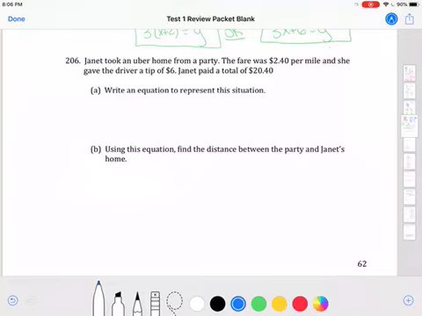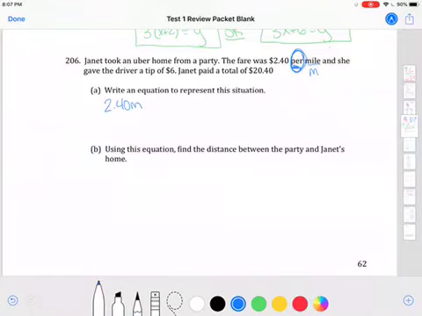So the biggest and most important word in this entire problem, in my opinion, is per. That tells you that the $2.40 is the number that's going to change depending on how many miles. So you have to multiply that 2.40 by the total amount of miles. We don't know what that is. That's going to be our unknown in this problem. I'm going to call it M. You can call it X. It doesn't matter, but it's going to be your variable. So that $2.40 is going to be multiplied by M.